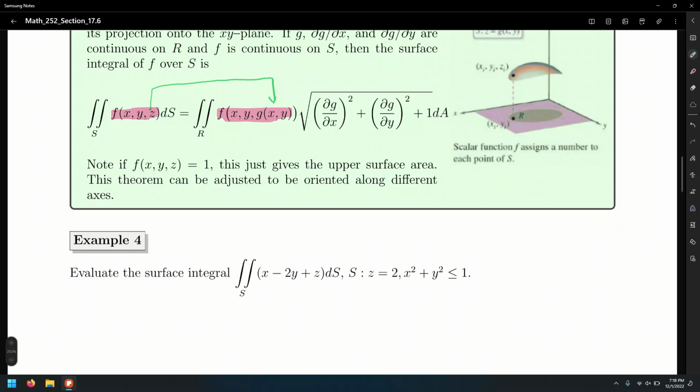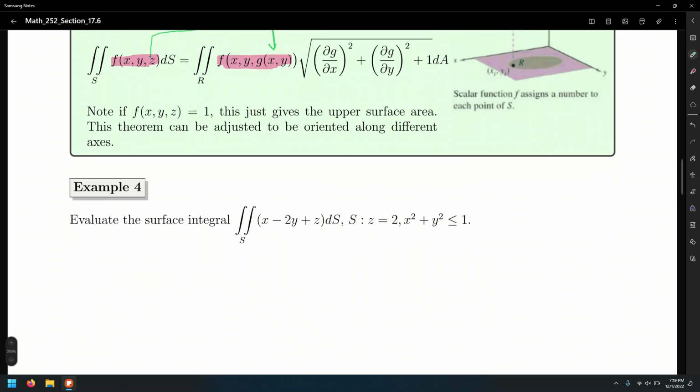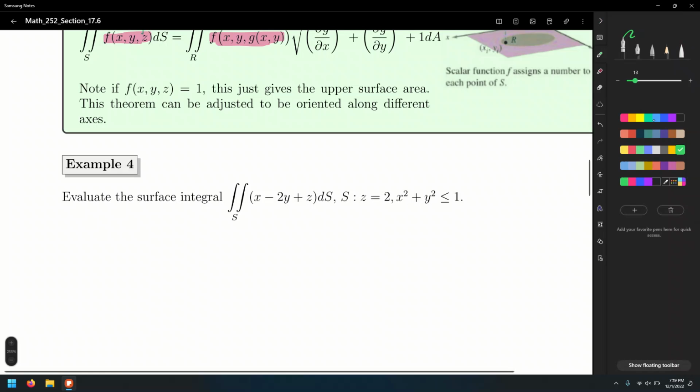Well, in this case, we evaluate the surface integral where the region S is the plane z equals 2 and the unit circle, all right? So let's see what this is about. If we were thinking of this as a triple integral, it looks like a cylinder, but in this case, it's not a triple integral. Again, you'll see how we're going to go about this one.